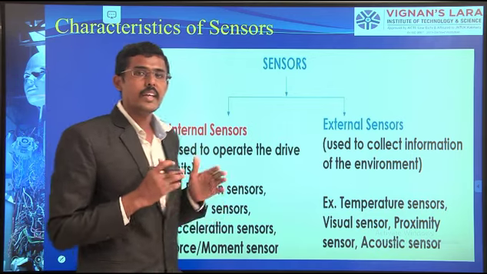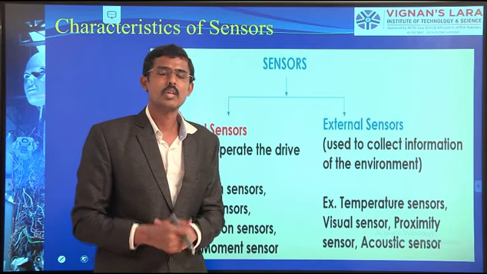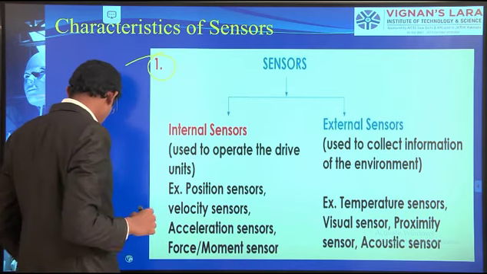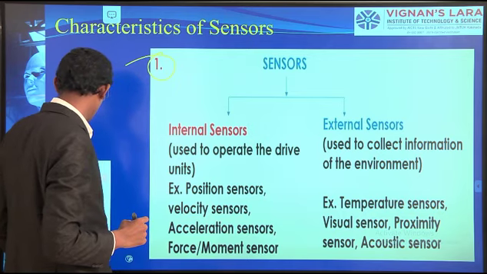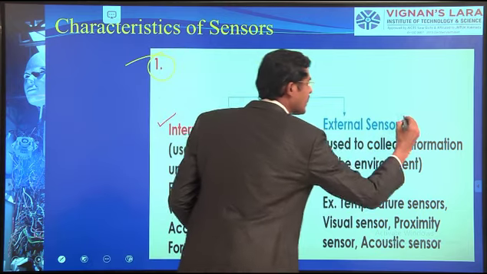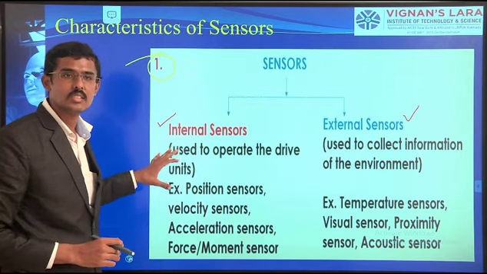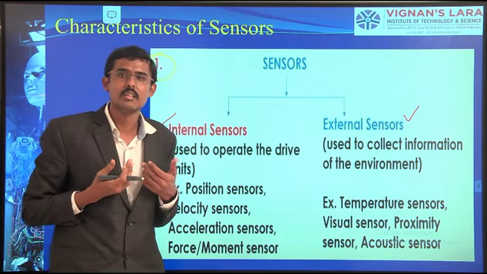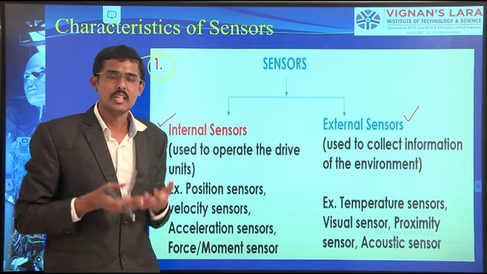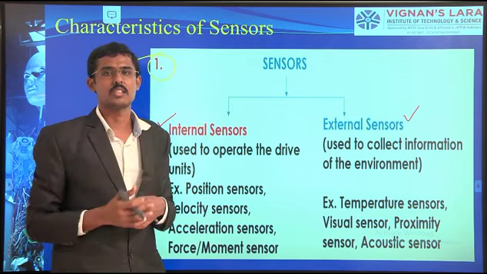I am dividing these types of sensors in two forms. One, I am dividing these sensors in the form of internal sensors and external sensors. You see, the internal sensors are like our skin. When I consider it, the skin may be the internal sensors, and the eyes and ears the external sensors.